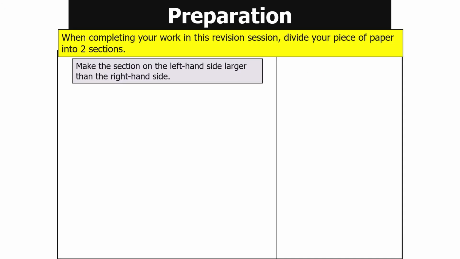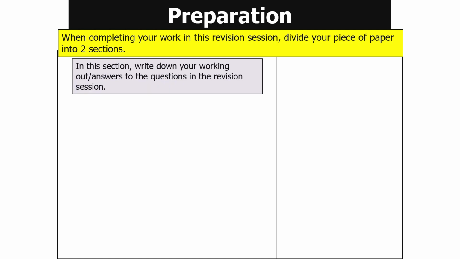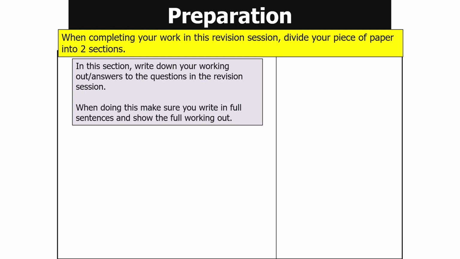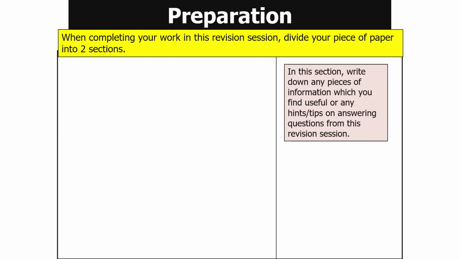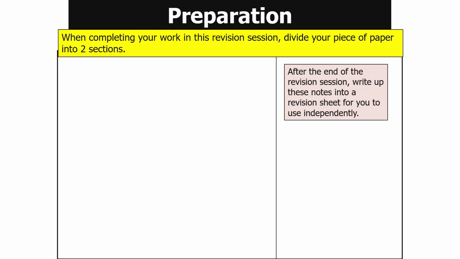When you complete your work in this revision session, divide your piece of paper into two sections. Make the section on the left hand side larger than the right hand side, and in the left hand section write down your working out and answers to the questions in the revision session. Make sure you write your answers in full sentences and show your full working out. In the right hand side, write down any bits of information which you find useful or any hints and tips on answering questions from this revision session. After the end of the revision session, write up these notes into a revision sheet for you to use independently.